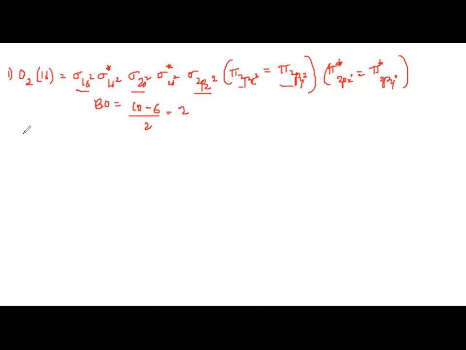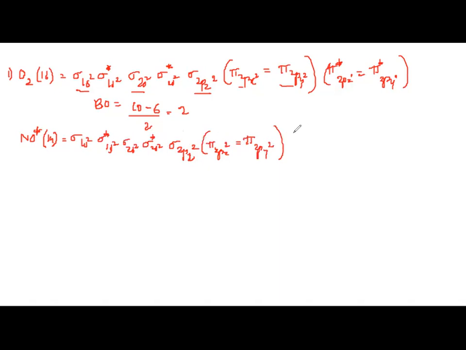After oxygen, the next species they have given is NO+. Nitrogen has 7 electrons. Oxygen has 8 electrons. 15 plus means what? Removal of one electron. Therefore, 14. So I can write sigma 1s2, sigma star 1s2, sigma 2s2, sigma star 2s2. After sigma star 2s2, again, as for oxygen, sigma 2pz2, then pi 2px2 equal to pi 2py2. Okay, let us count: 2, 4, 6, 8, 10, 12, 14.